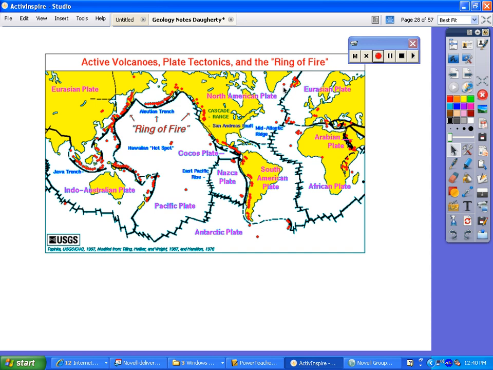And Ring of Fire, something else I wanted to touch on here. We have a lot of activity. Most of this volcanic activity is going to be happening here in this Ring of Fire, which is out in the Pacific.